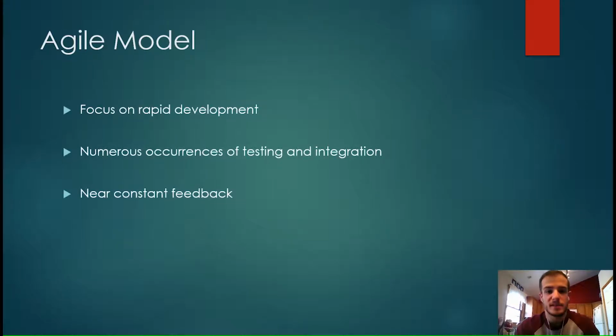However, there have been examples found where the thought process of Agile actually dates back further, at least to the 1970s, if not earlier. And the focus of Agile is that it focuses on rapid development. The code is built in very small segments, it's tested and it's implemented, and then it gets feedback very quickly. So the numerous occurrences of testing and integration, that's frequent.